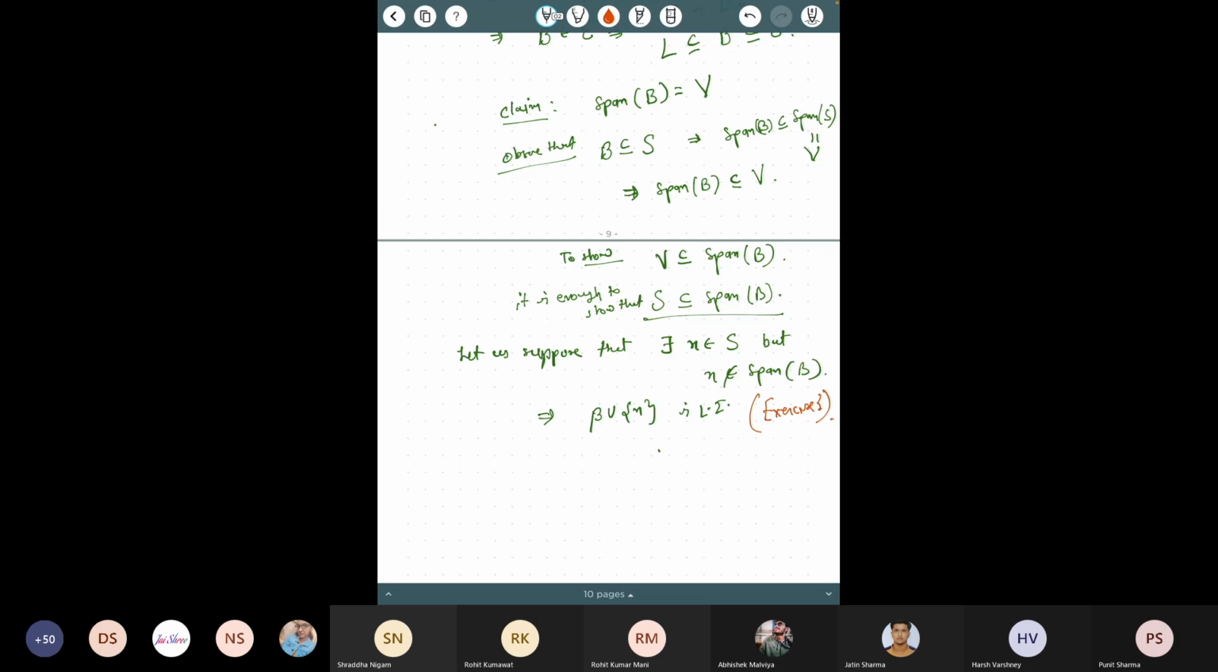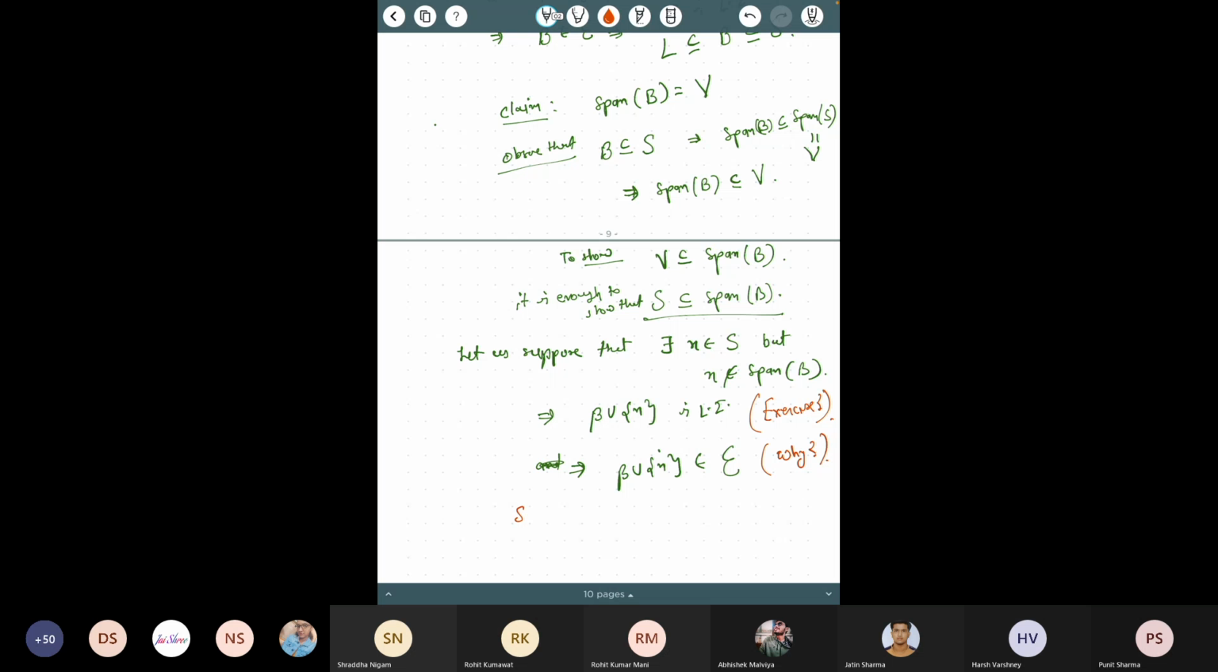Now B is linearly independent, and B union x is linearly independent, and then this implies that B union x is in E. Again, why is this, you explore yourself. I don't have time, so I'm quickly doing this. Just use the definition of linear independence and you'll get it. Then why this is in E is also very straightforward.